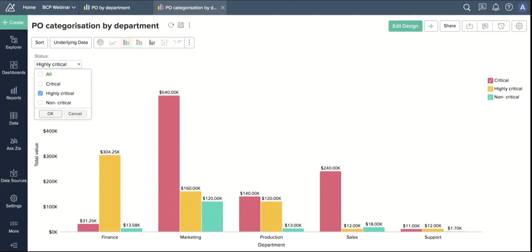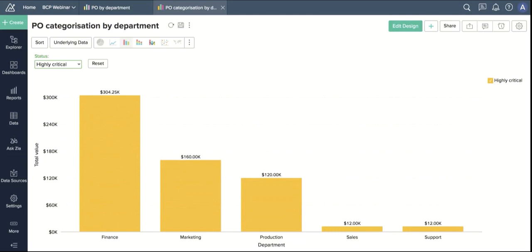And when you say OK, you can see that the focus has shifted from marketing to finance. Well, at this juncture, you might want to understand which purchase orders are so highly critical in the finance department. This could be an opportunity for you to initiate a discussion with the finance teams to understand those purchase orders, and A, you might want to execute them, or B, you might want to reprioritize them, which means you might want to retag them as critical or non-critical orders.